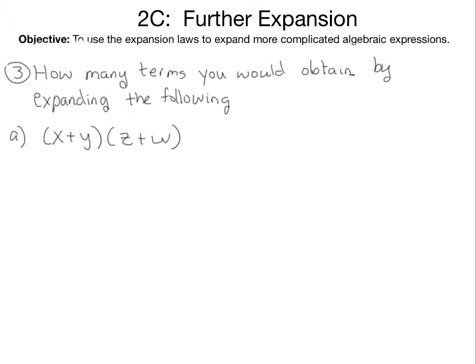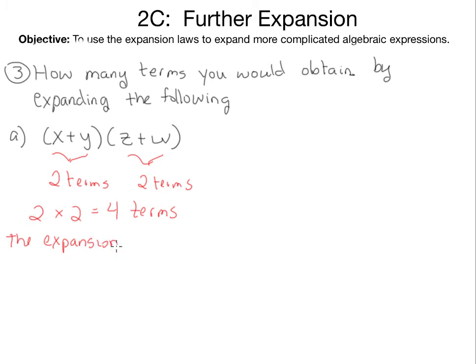Our third example, the instructions are to determine how many terms you would attain by expanding the following. So notice that in my first expression, I have 2 terms. And I'm multiplying that by a binomial of 2 terms. So my final answer should have 2 times 2 terms, or 4 terms. And this is when I multiply it all out before I add any like terms. But as you can see from x plus y times z plus w, I'm not going to have any like terms. So my answer to this problem would be the expansion would have 4 terms.